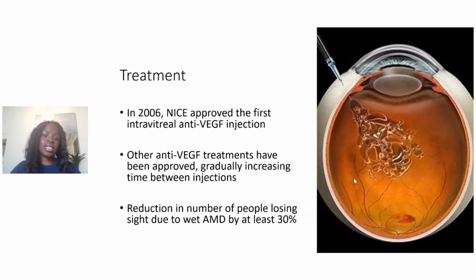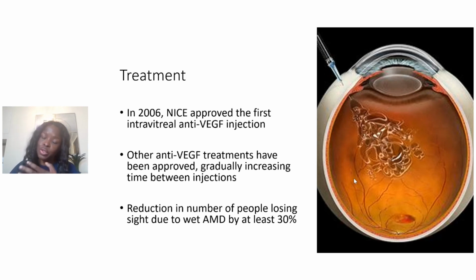In 2006, NICE approved the first intravitreal anti-VEGF injection. And this treatment was designed to help cause shrinkage of those blood vessels and stop them from leaking, and therefore improve vision and get rid of the blurring. And they've worked really well.